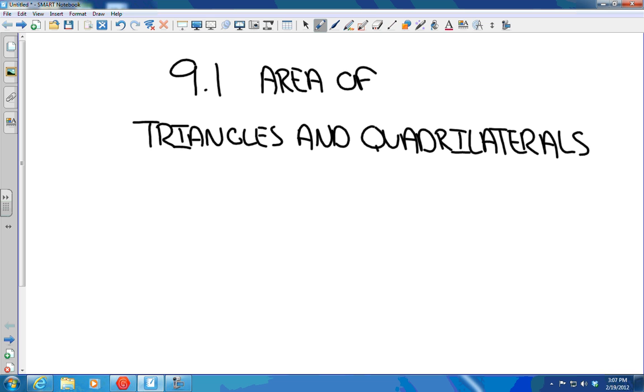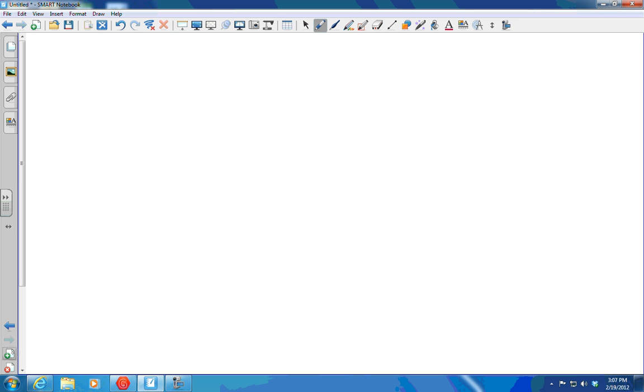So we've done area of triangles before in previous classes. And you've even done some quadrilaterals. You've done area of square and rectangle. And so some of this will be familiar to you. Let's try our first example.